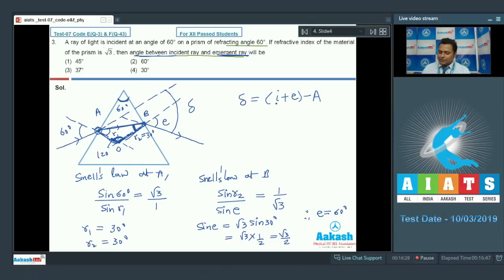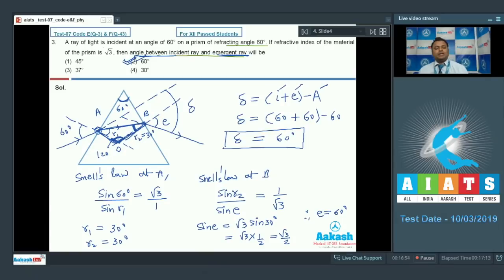Now plugging the values of all I, E and A in the delta formula, we will get the deviation angle delta as I, that is 60, plus E, that is also 60, minus A, that is 60. So ultimately we will get the angle of deviation, or the angle between incident and emergent ray, as 60 degree. After looking at the options, we can say that we have to go with option number 2. Option number 2 will be absolutely correct.